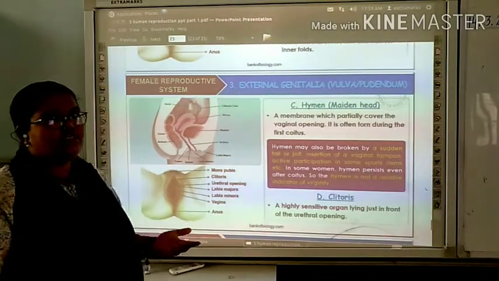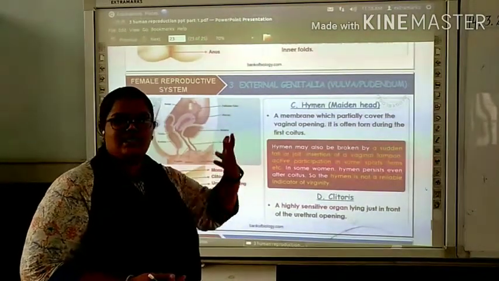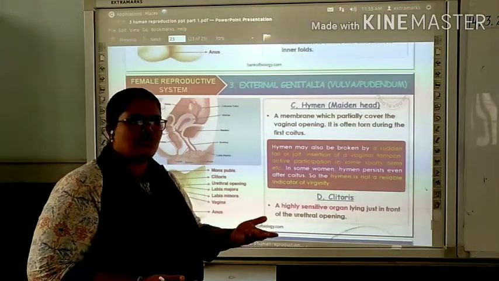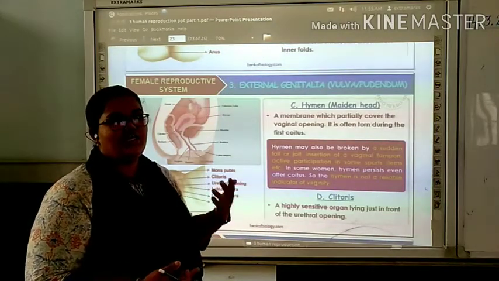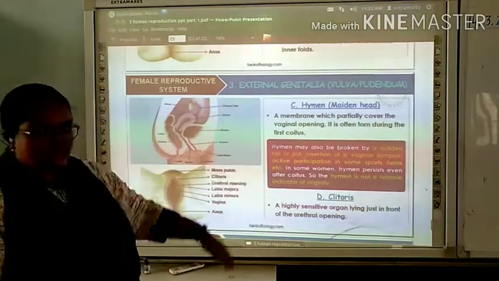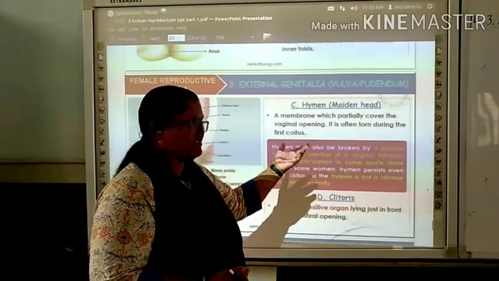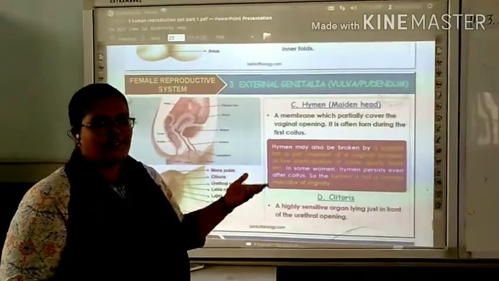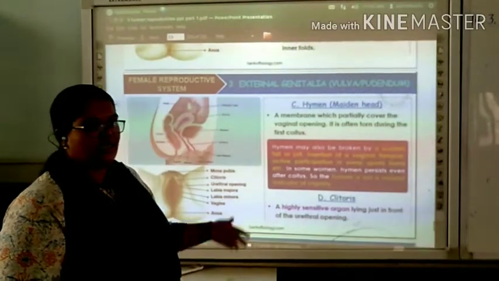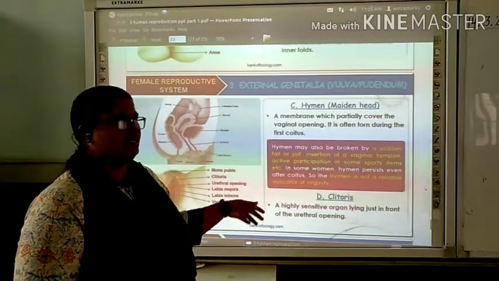So in the olden days it was considered a sign of virginity. Now that's actually false thinking, that only if the hymen is present is the woman considered a virgin. It can be torn open by highly physical activity also. So that's why here we are telling that the hymen may also be broken by a sudden fall or jog, or by insertion of a vaginal tampon, right? In females at the time of menstruation, we use tampons and so on. That time also it can be torn open, or by active participation in some sports, or by cycling or anything, it can be torn open.